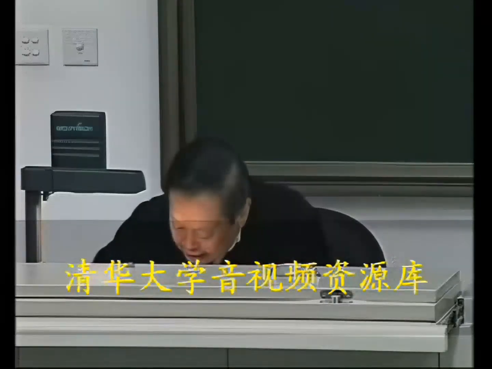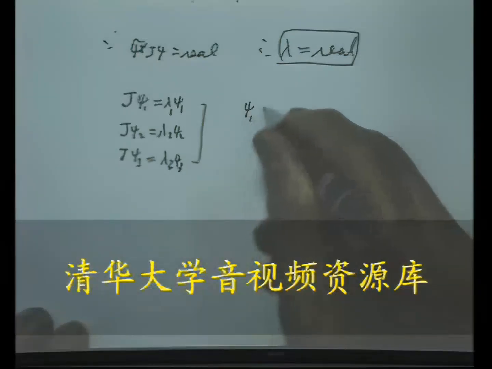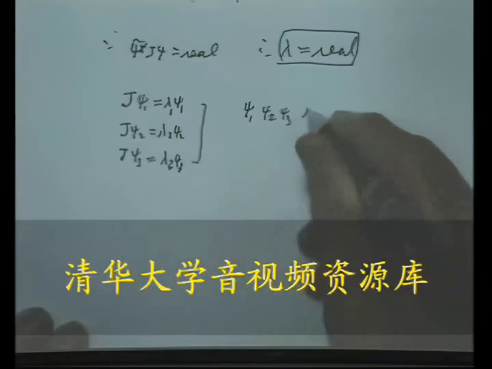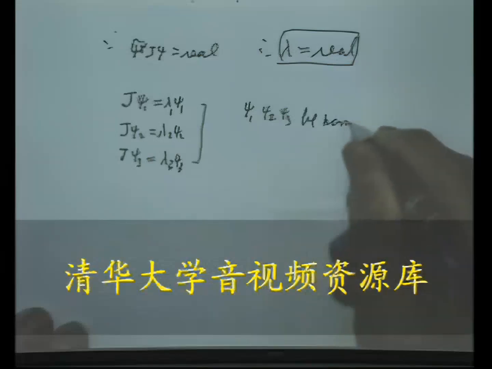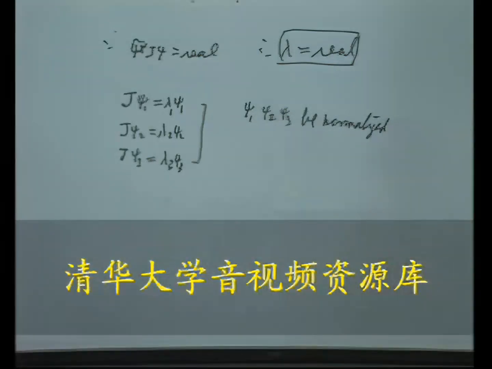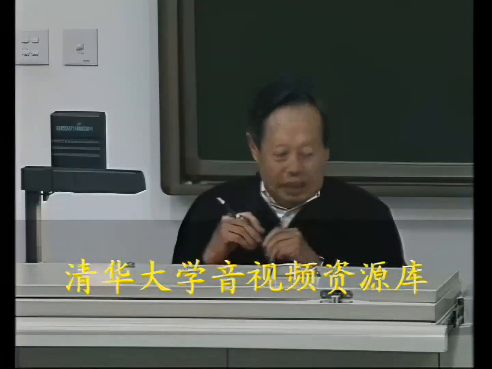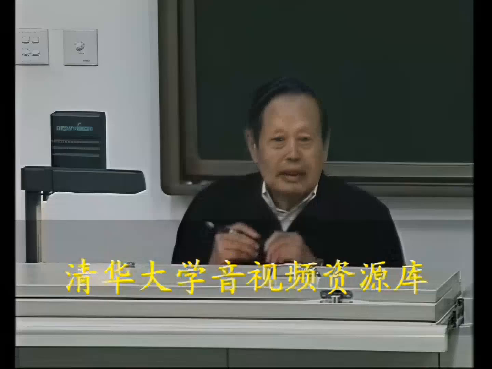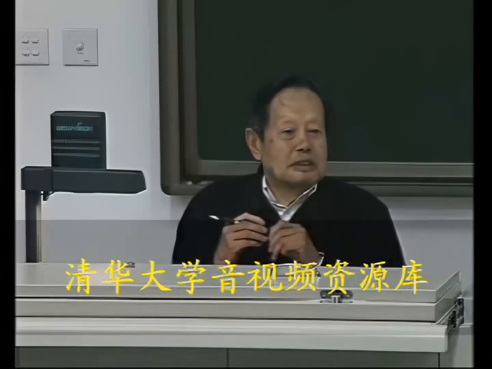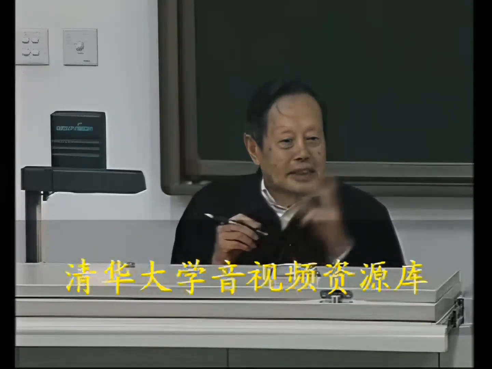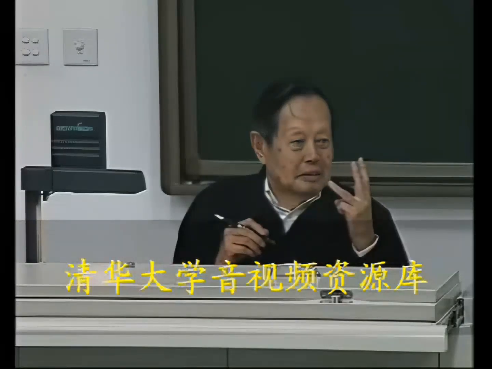So let psi 1, psi 2, psi 3 be normalized. Normalized means they become unit vectors. So I now have 3 unit vectors, which are eigenvectors of J. Now I'm going to prove that they are orthogonal to each other.